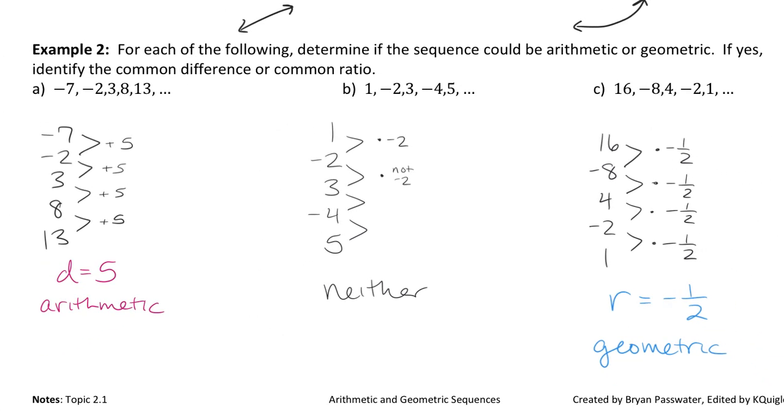Main idea. If you're adding and subtracting, it has a common difference, it's arithmetic. If you're multiplying and dividing to change the number, it has a common ratio and it's geometric. Sound good?